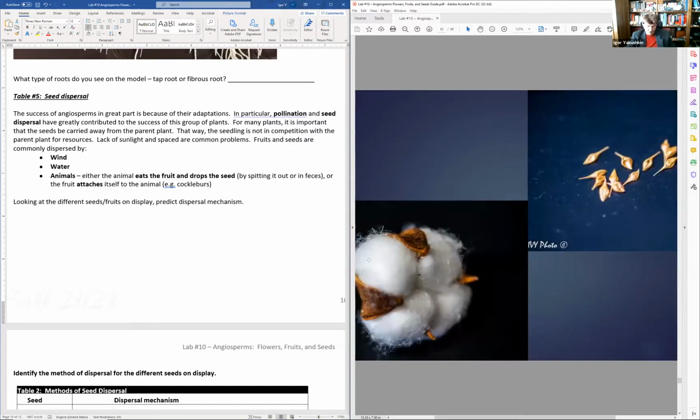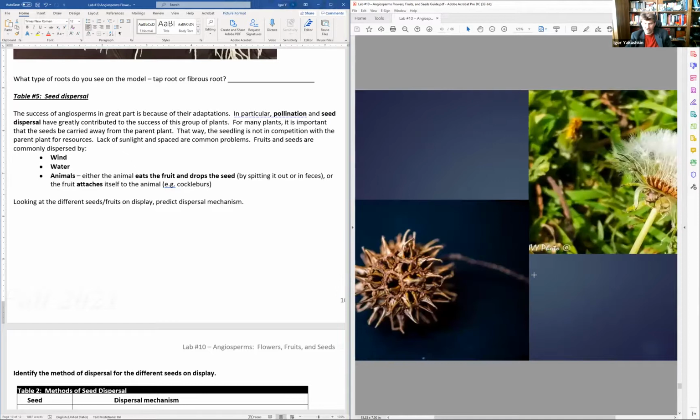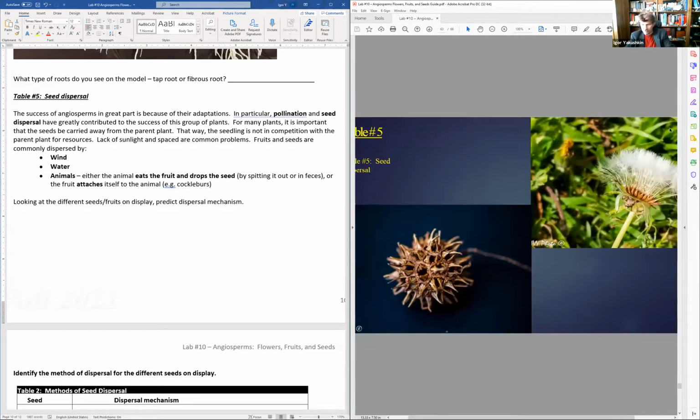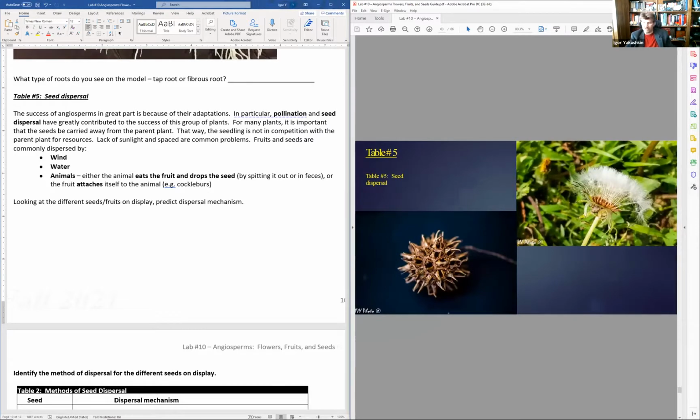Cotton, again, huge surface area, and the seeds are embedded deep in there, so the wind will pick it up and kind of roll it away on the ground. That's a wind dispersal. Same thing right here. Oops, I guess I need to lower it. So here we're looking at the dandelion seeds, right? The seed and huge surface area, so the wind can pick it up relatively easily.